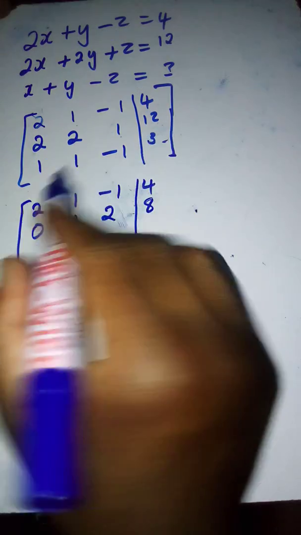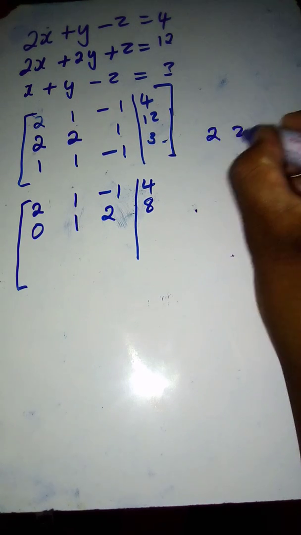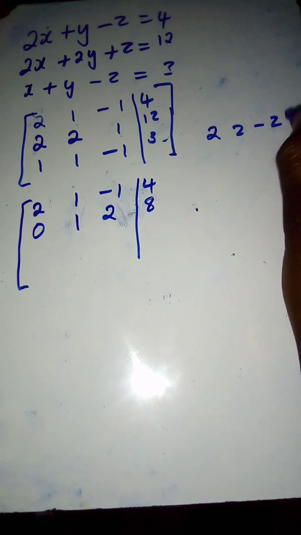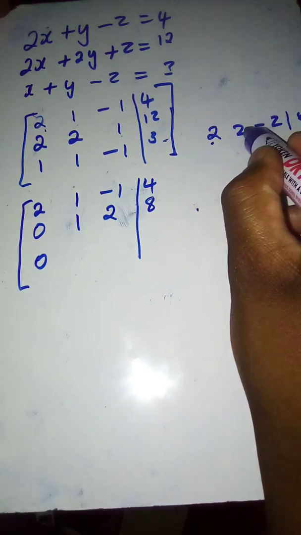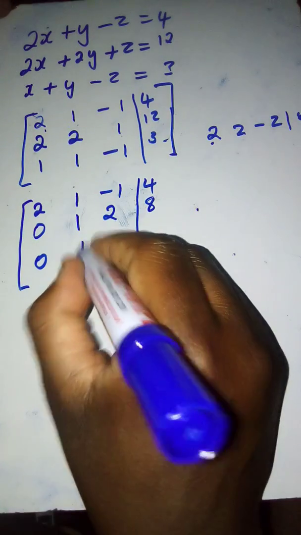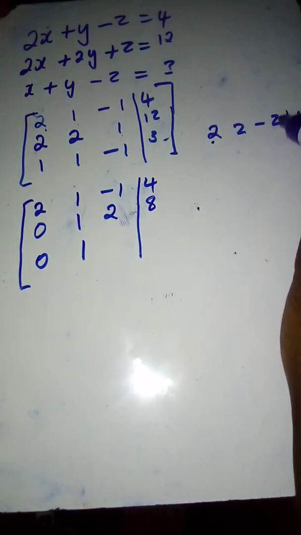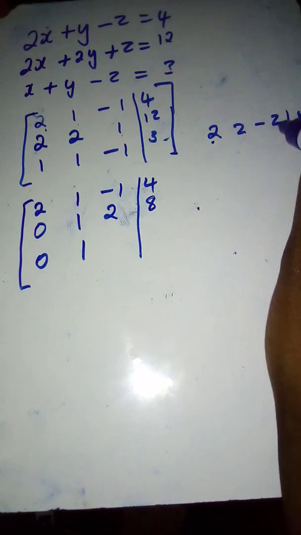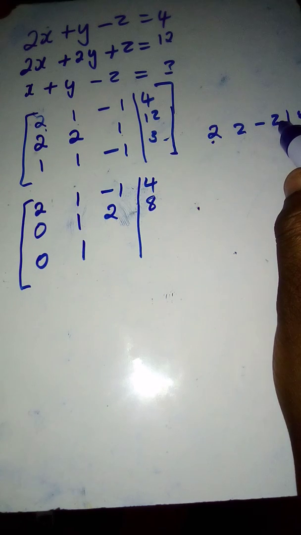So we can multiply this equation by 2. When we multiply it by 2, we're going to have these values: 2, 2, minus 2, and 6. So 2 minus 2, we're going to get 0. 2 minus 1, we're going to get 1. Minus 2 minus minus 1, we're going to get minus 2.